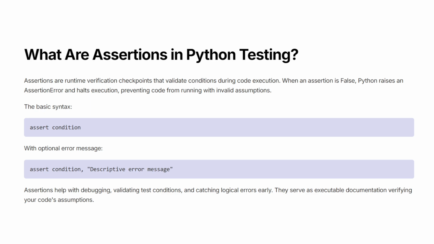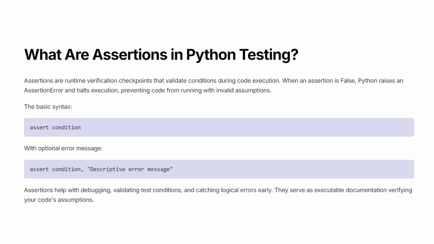In this video, we are going to look at assertions in Python testing. Assertions are runtime verification checkpoints that validate conditions during code execution. And when an assertion is false, Python raises an AssertionError and halts execution, preventing code from running with invalid assumptions. So the basic syntax is right here, the assert condition that you can see here, with an optional error message: assert condition, descriptive error message.